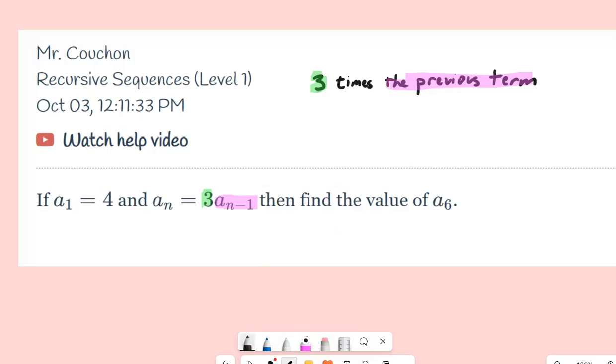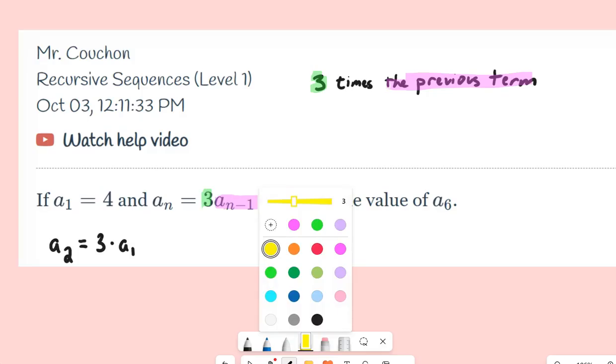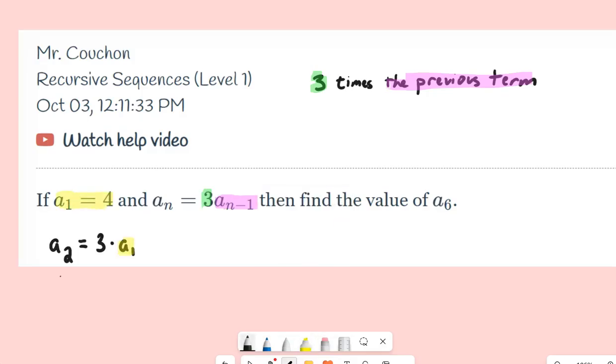So we have a sub 1 is 4. A sub 2 is 3 times a sub 1, which is the previous term. Do we know what that is? Heck yes. It's 4. So we just have to multiply that by 3. So a sub 2 equals 3 times 4. A sub 2 therefore is 12.